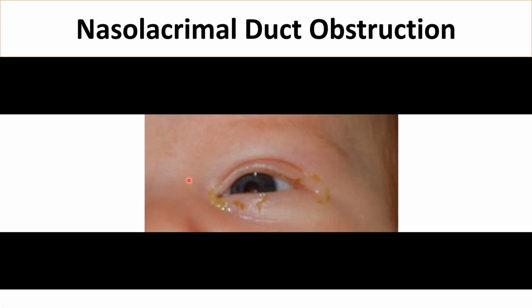This is a classic presentation of nasolacrimal duct obstruction. Usually they come to the clinic because of possibility of eye infection. This is not an eye infection. The eyelid is normal, not swollen, no redness, and the conjunctiva is white, no conjunctival injection.